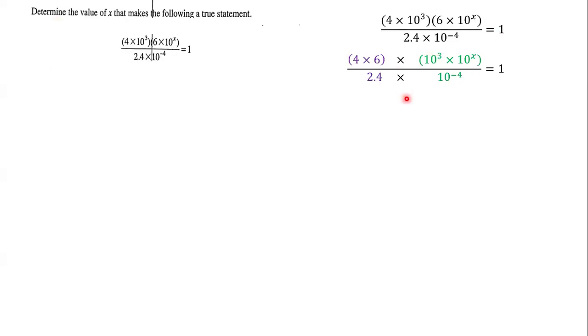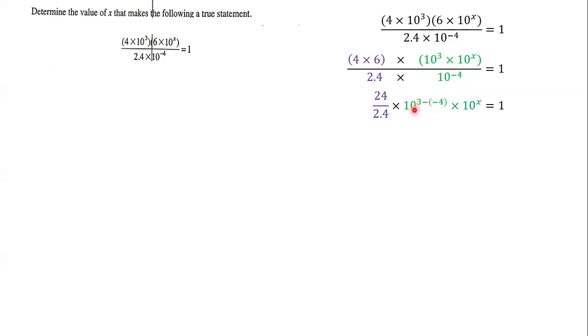And so we have, okay, well, what is 4 times 6? Well, 4 times 6 is 24. And so we have 24 divided by 2.4. Next, we have 10 raised to the power of 3 divided by 10 raised to the power of -4. Now, when we have two terms that have the same base and we're dividing them, that means that we have to subtract the powers. And so we have 10 raised to the power of 3 minus -4 because we have two terms that have the same base and we have to subtract the powers.